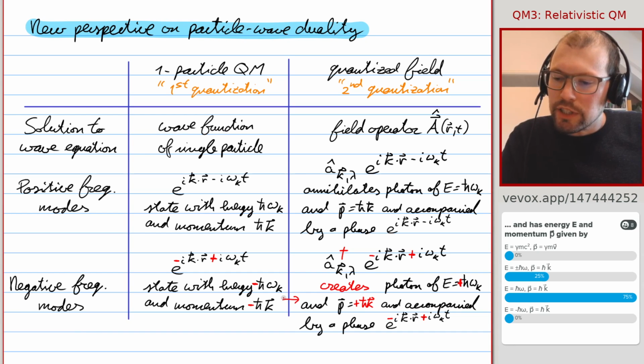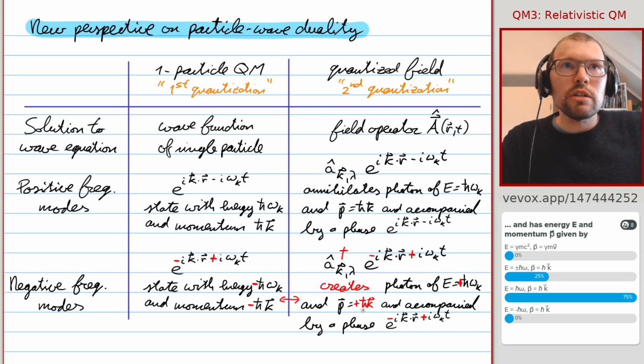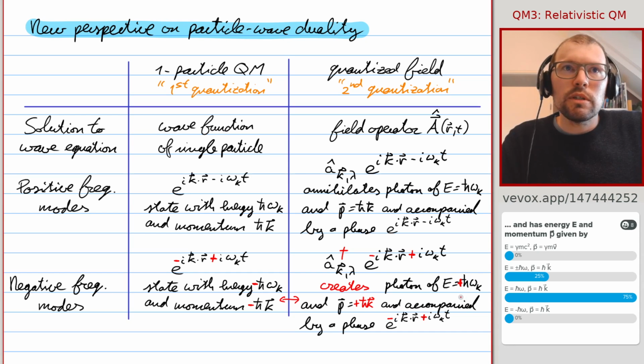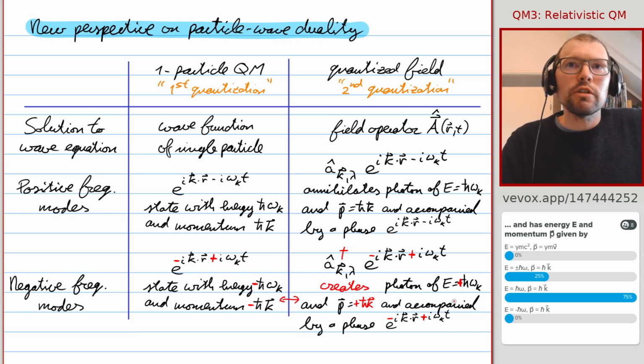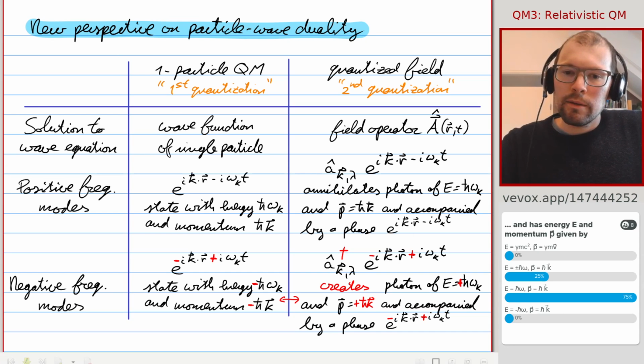So here we see this difference: in our new quantized field representation, these negative frequency modes still correspond just to positive frequency, positive energy particles. And there is really no issue with negative energies anymore, as we already observed before, because the energy of the electromagnetic field is clearly positive in terms of the electric and magnetic fields. Okay, so I think we're in good shape.